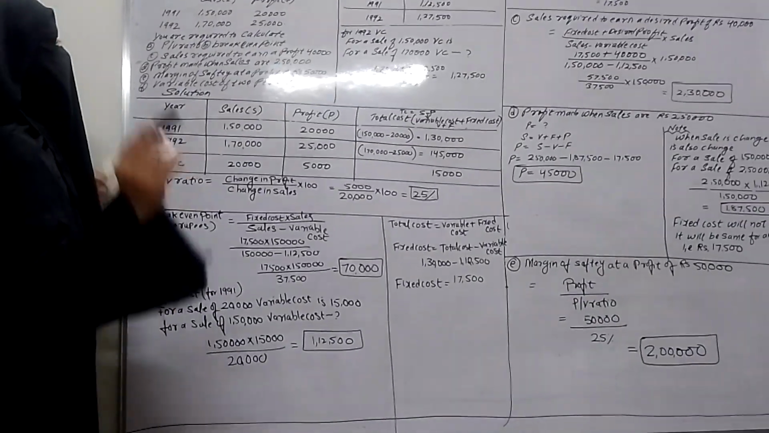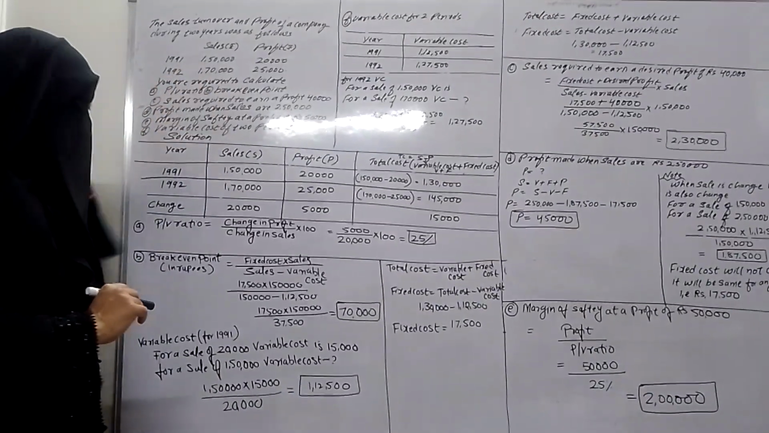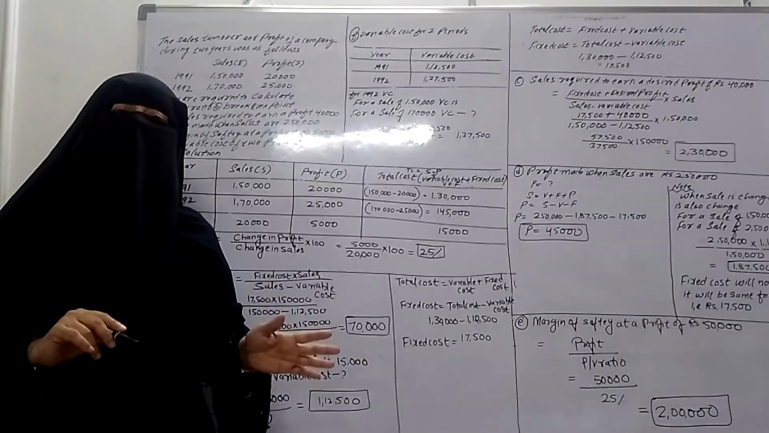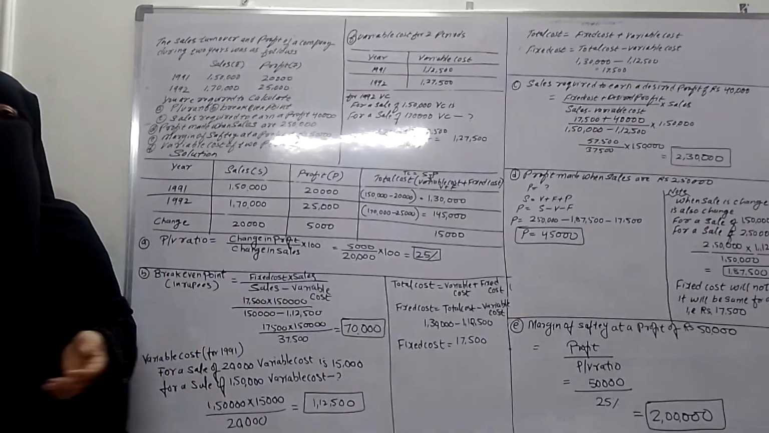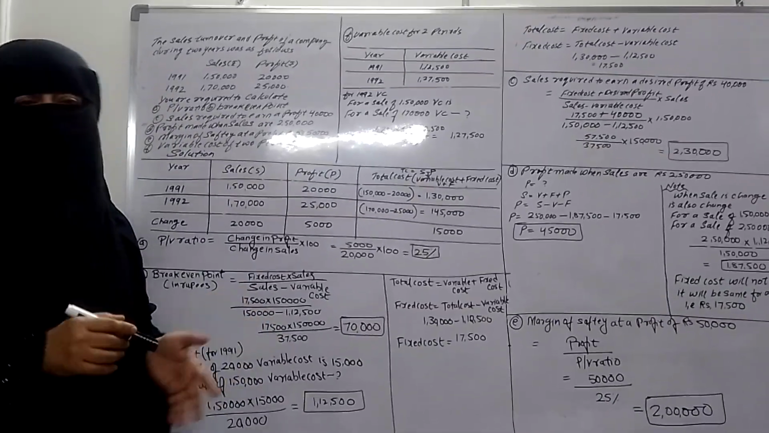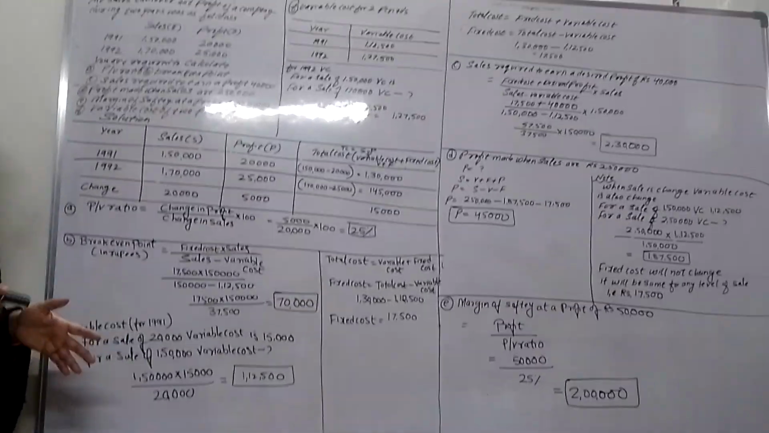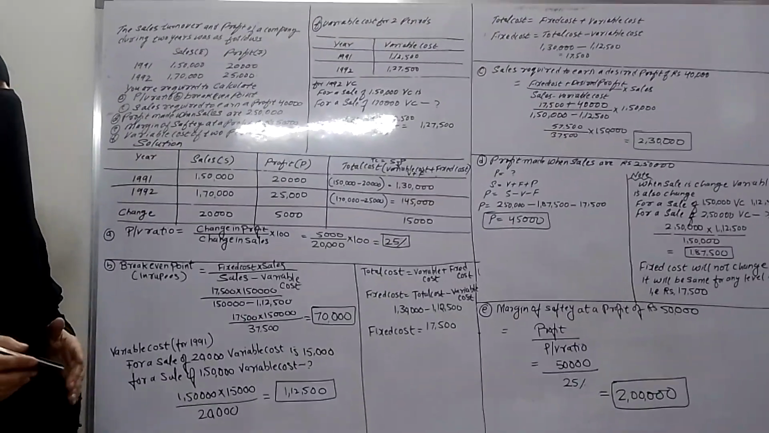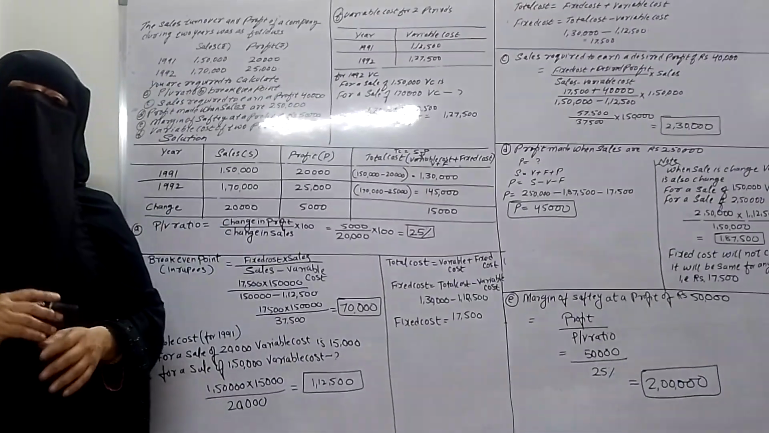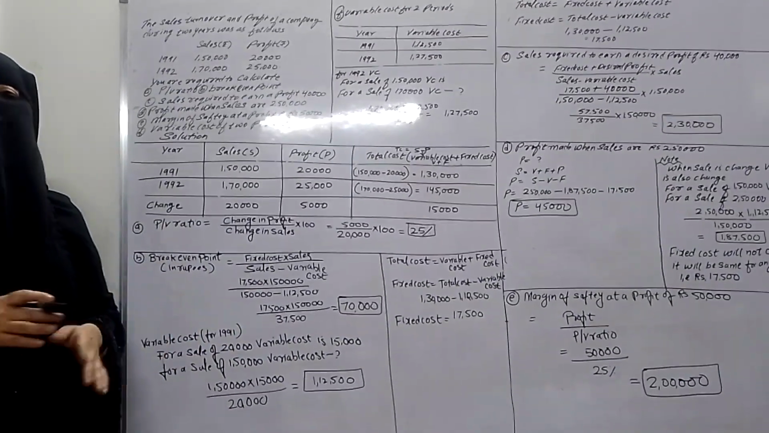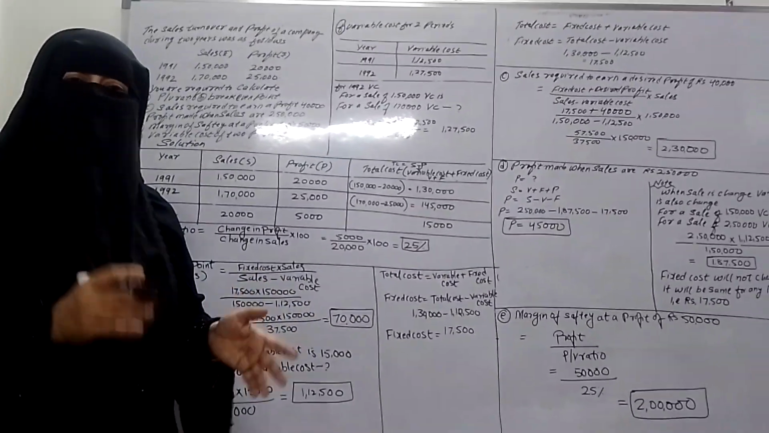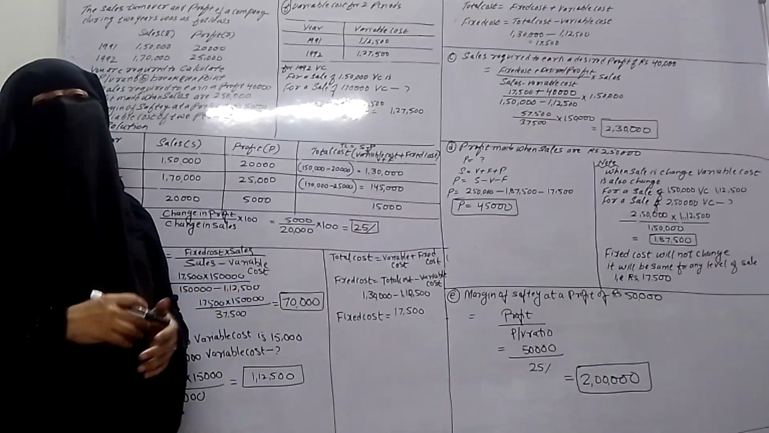Next it is asking you to find the break-even point. For finding the break-even point, the formula is fixed cost into sales by sales minus variable cost, or you can find break-even point by applying the formula fixed cost by PV ratio. For finding the fixed cost, first we have to find the variable cost. In my previous videos I explained what is variable cost and what is fixed cost. Fixed cost is the cost which remains constant. Variable cost is the cost which fluctuates, which changes with the change in level of sales. If sales change, variable cost also changes.